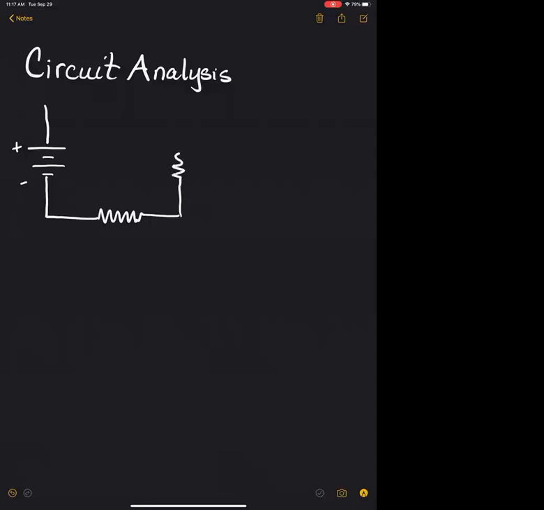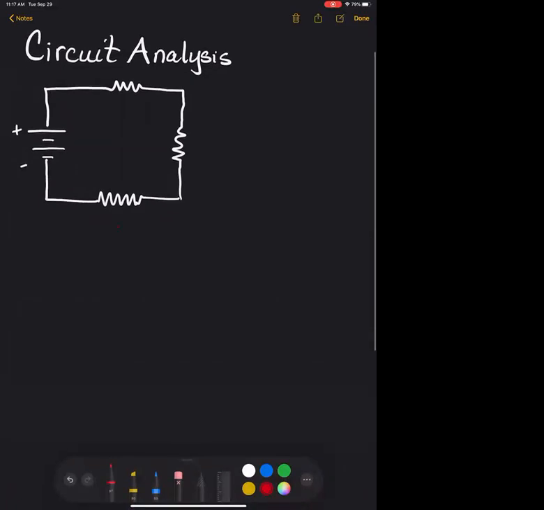Okay, so I'm just going to draw a simple circuit here. We'll call this one R1, this one R2, and then this one R3. Then this is going to be V1, or sometimes you'll see it written as E1, depending on what kind of problem you're doing. All right, so I want to analyze this circuit.